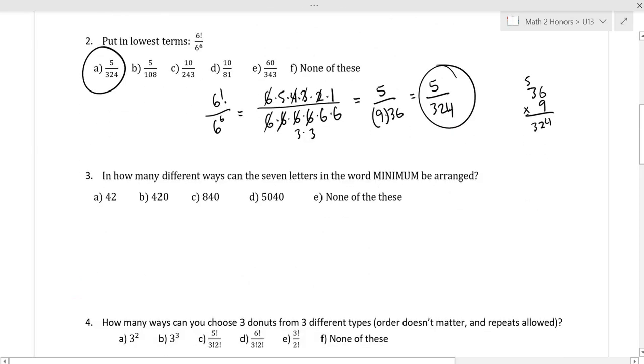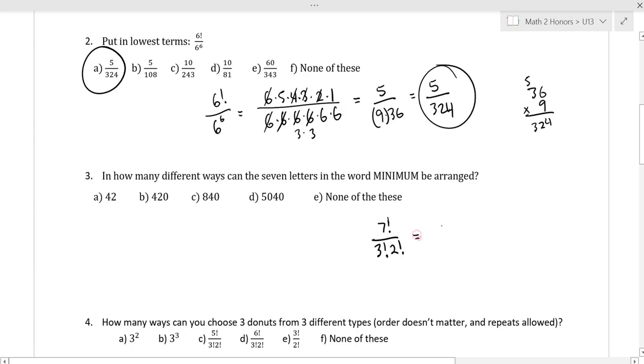All right. Number 3. In how many different ways can the 7 letters in the word minimum be arranged? So there's 7 letters, so 7 factorial, and I'm looking for repeats. I have 3 M's, got 2 I's, and that looks like it.